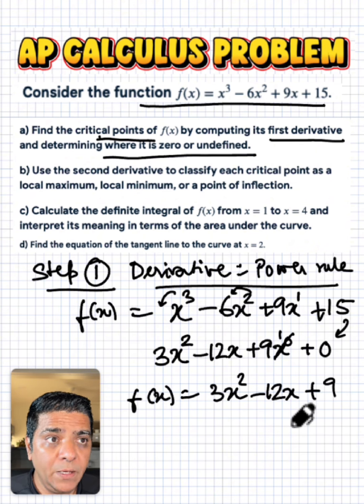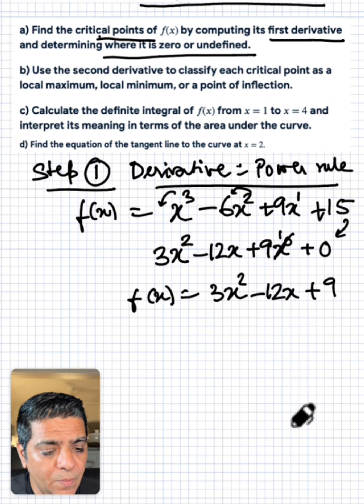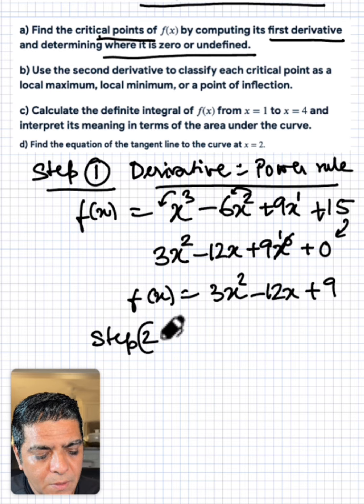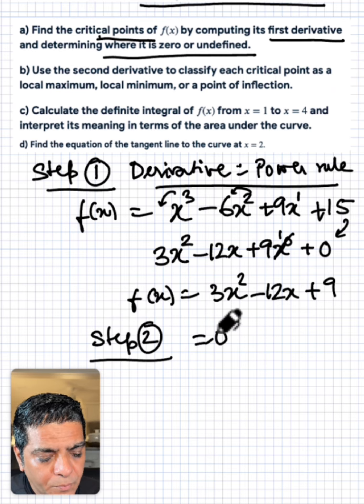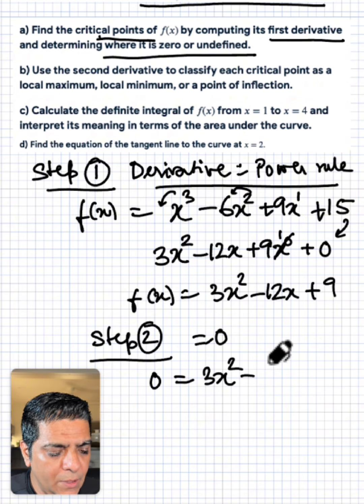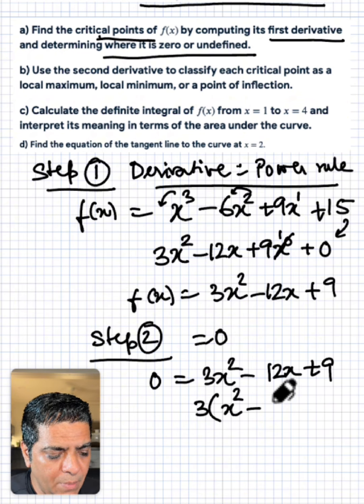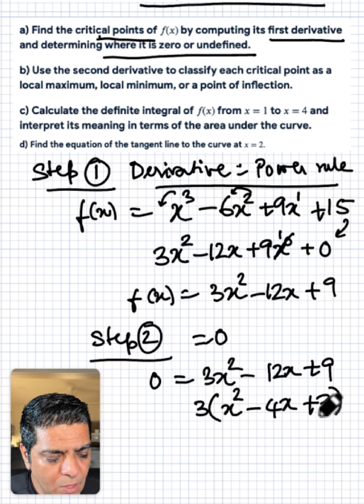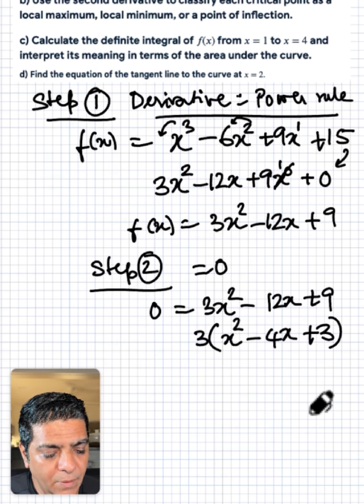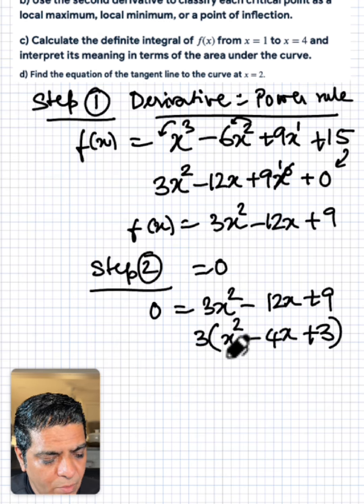Now, to find the critical points, we're going to set that equal to 0. Okay, so f prime equal to 0. So we have 0 equals 3x squared minus 12x plus 9. So let's take 3 common. So we have x squared minus 4x plus 3. So you can divide the 3 off and the 3 will disappear. So now we are left with x squared minus 4x plus 3.